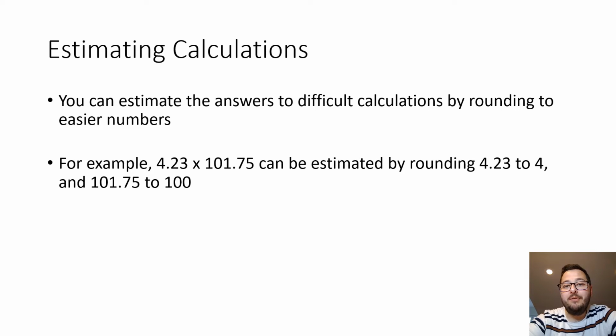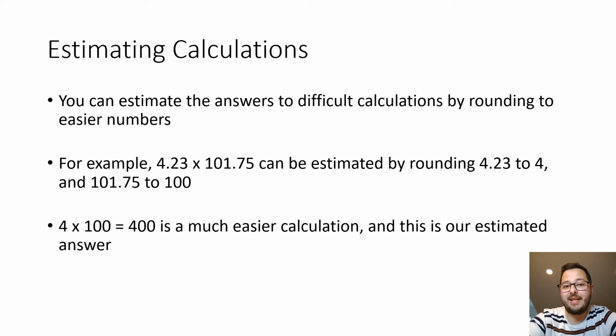So for example, if you were given estimate 4.23 times 101.75, you can simplify that by rounding those numbers, and round them just to as easy a number as you can. So 4.23, you could round it to 4.2, but round it to 4, make it easy. So 4.23 rounds to 4, and 101.75 can be rounded to 100.